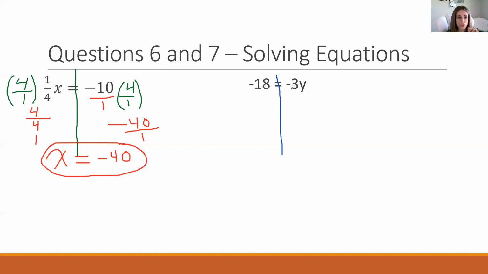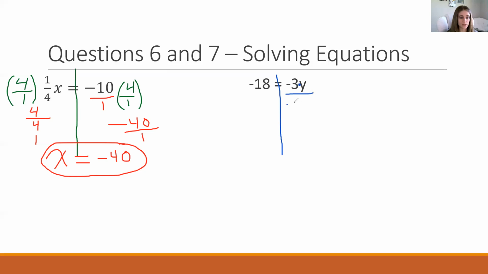Right here, don't let that negative fool you, because that is not y minus 3. We are not going to be adding. It is -3 times y. Because remember, one of the ways we can show multiplication is by putting a number and a variable side by side. Therefore, what is the opposite of multiplication? The inverse of multiplication is division. We are going to divide both sides by -3.